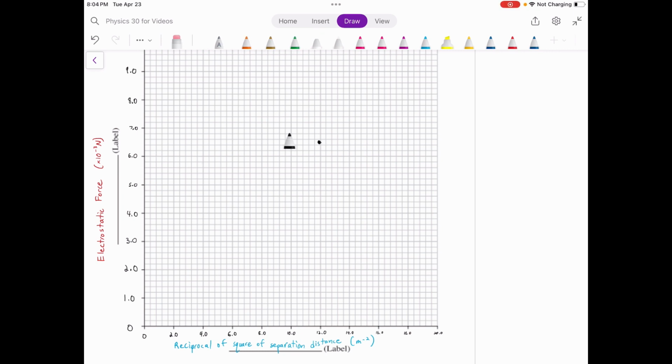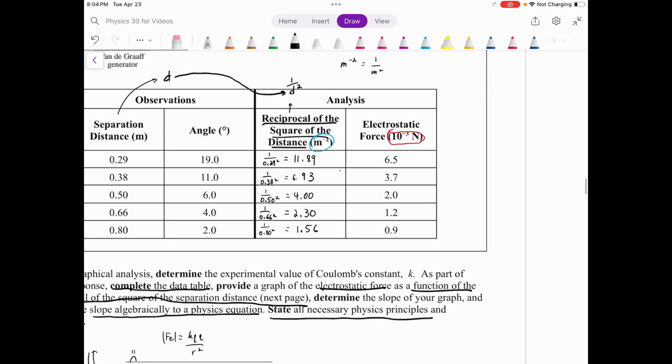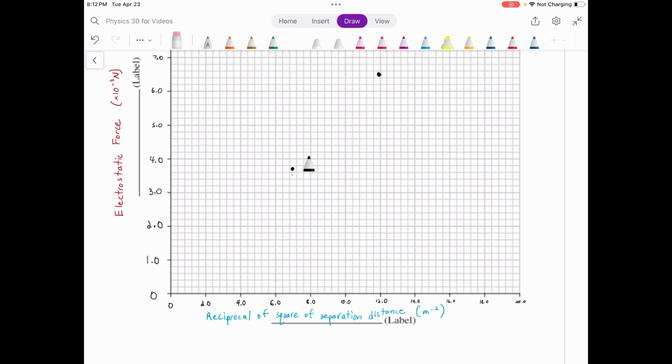Right, there it is, just showing what FE is when the reciprocal of the square of the separation distance is 11.89. FE is a function of 1 over r squared. Okay, I'm just going to add all of these points now. So I'm going to do when x is 6.93, y is 3.7. Okay, so there's that point, right? X is 6.93, so just about halfway between 6 and 8, just about 7, right? And y is 3.7, right?